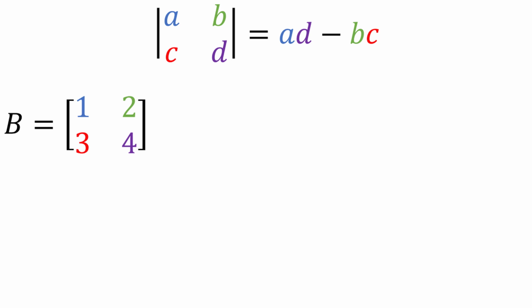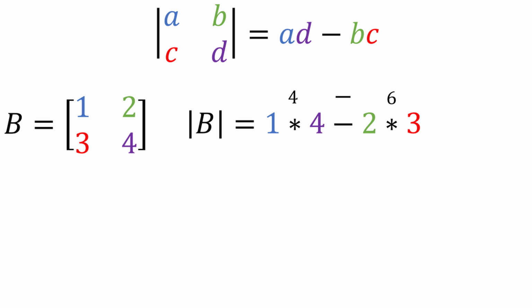Consider matrix B. The determinant of B is 1 times 4 minus 2 times 3. We get 4 minus 6, which is negative 2. Don't confuse the vertical lines around B with absolute value. The determinant is not the same thing as absolute value, but unfortunately the notation is the same.